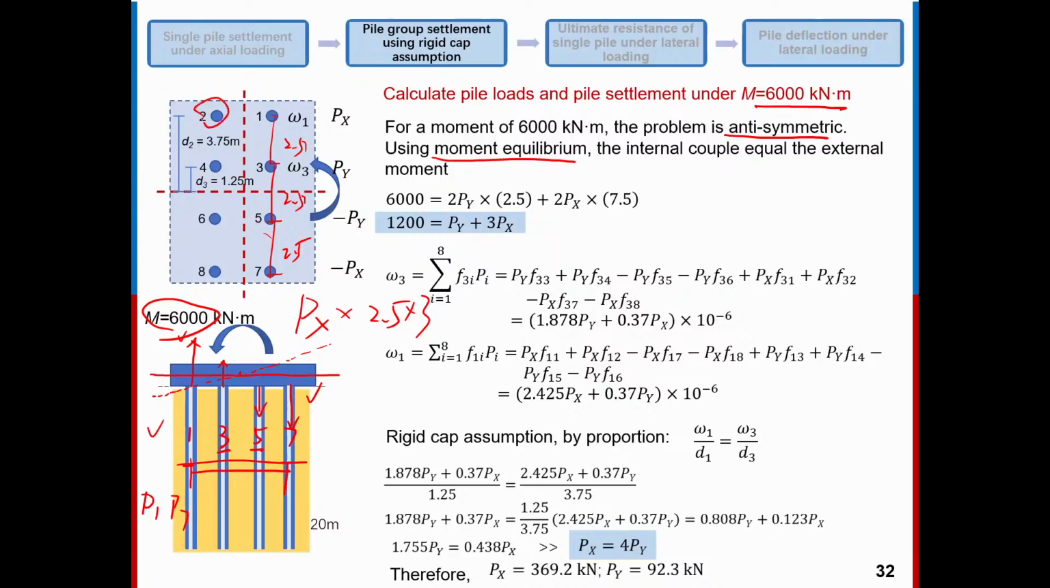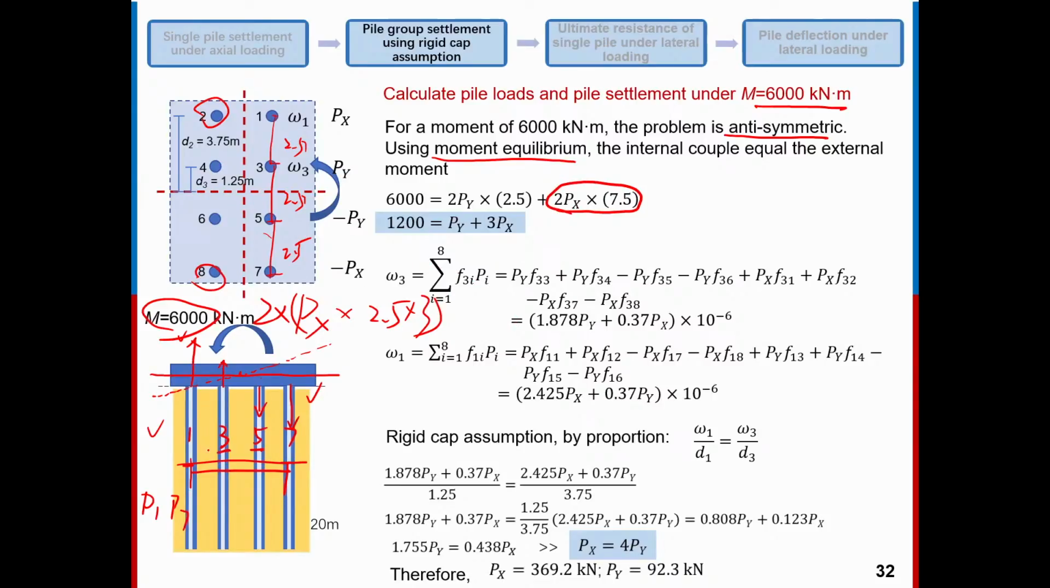How about pile 2 and pile 8? They are the same, just symmetrical, right? So we will have another 2 multiplied, here. So that we will have this second item here, you see?